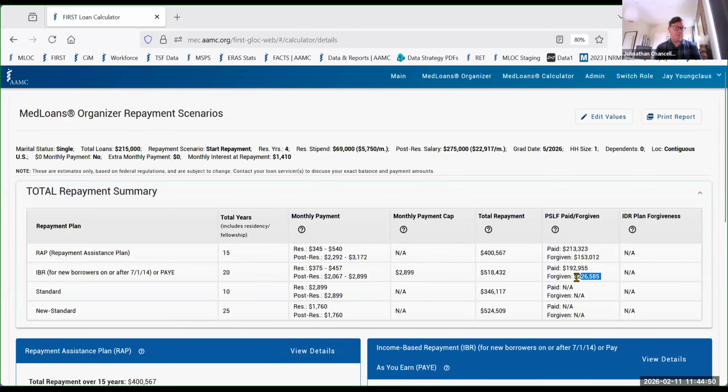Do borrowers have to be concerned about that? Are they responsible for that? Because the calculator shows you that's a big difference here in IBR and RAP, right? Like the number that's paid, you mentioned the 213 and the 192. That's not a big difference over the period of 10 years, but that forgiven amount's a pretty good chunk of change. What do borrowers need to know about that forgiven amount?